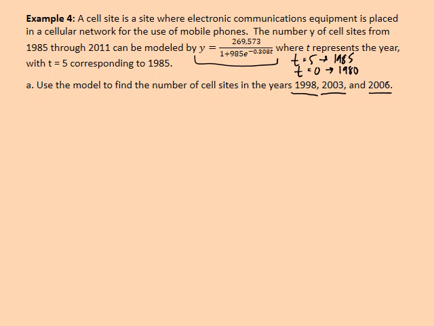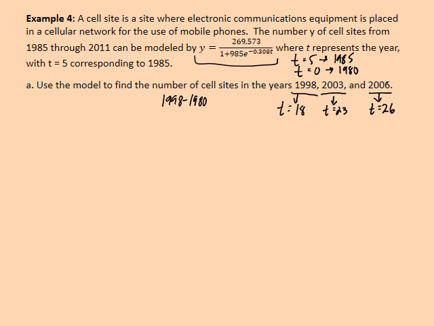So the first thing we need to do is subtract 1980 from each year to figure out what our t value should be. So for 1998, our t value should be 18. For 2003, our t value should be 23. And for 2006, our t value should be 26.